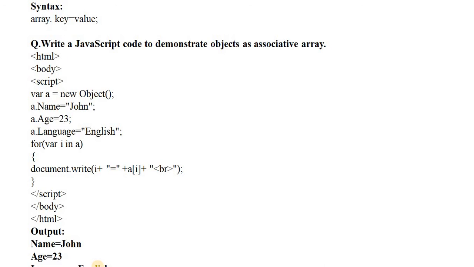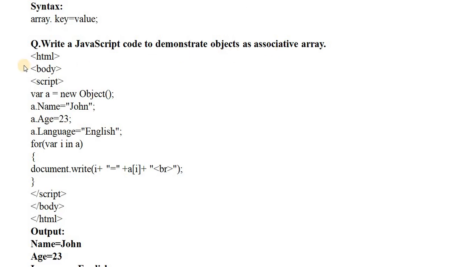The third example is that there is an alternative way to access the value that makes a key look like a property. That is possible using the property syntax. This is the property syntax: array.key is equal to value. Let us see an example to demonstrate object as an associative array.